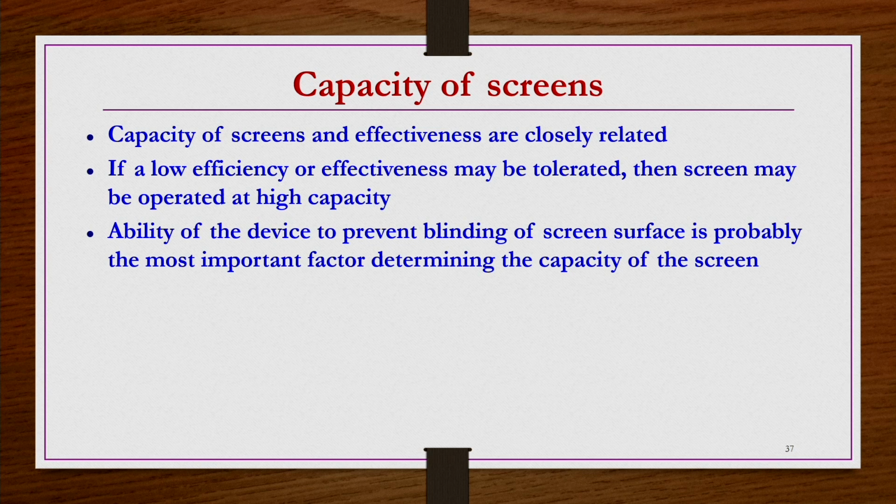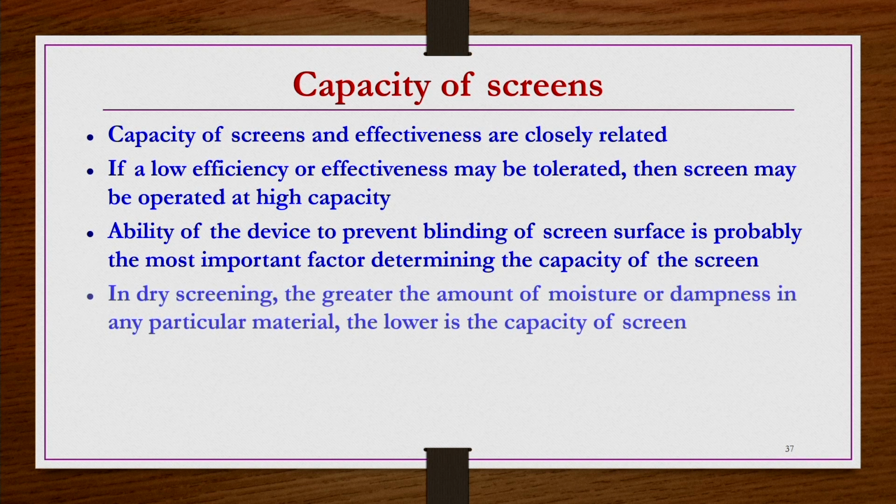The ability of the device to prevent blinding of the screen surface is probably the most important factor determining the capacity of the screen. So, in general, blinding is a very important problem that one comes across in screening. Sometimes the screen opening may be blocked by particles of larger size or something like that. So, the effective area available for the passing of the material is now reduced. Because of that, the effectiveness decreases. So, the capacity of the screen also decreases.